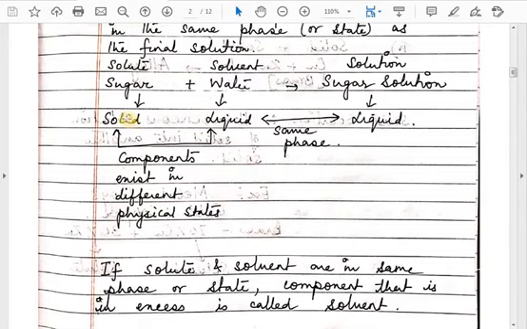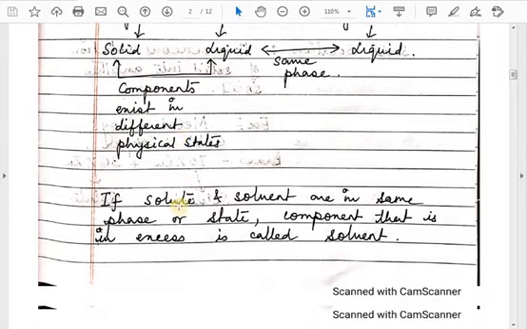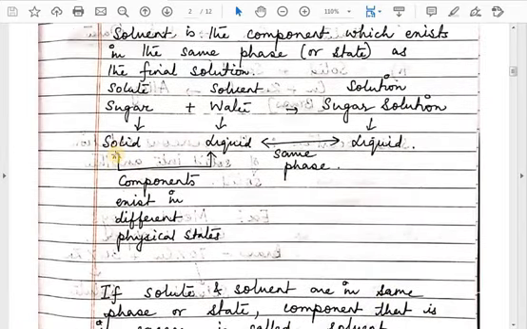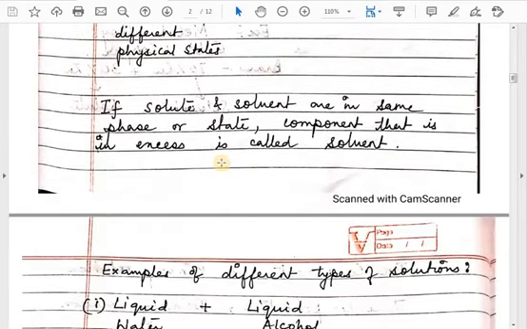Solute and solvent are in different physical states here, but if solute and solvent are in the same phase or state, the component that is in excess is called the solvent. Even in the case of solid and liquid, the component which is in more amount is called the solvent. So if solute and solvent are in the same phase or state, the component that is in excess is called the solvent.